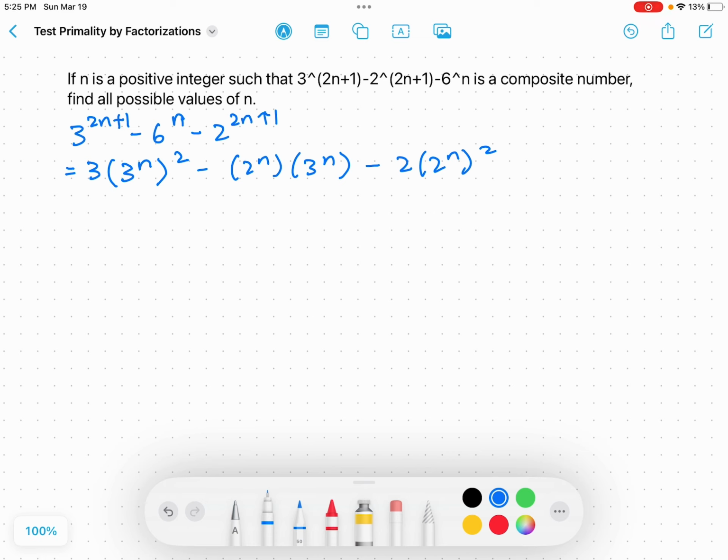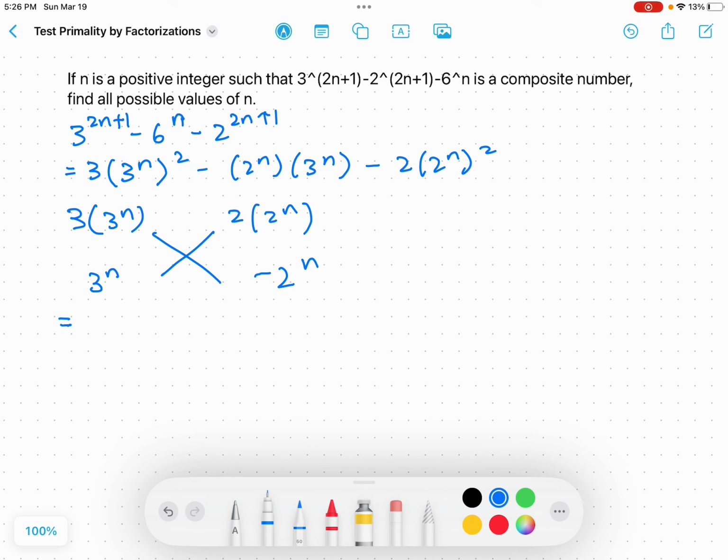On one side, we can have 3 times 3 to the power of n and 3 to the power of n. This is going to be the left side. 2 times 2 to the power of n squared can be split into 2 times 2 to the power of n and negative 2 to the power of n. We check that this works by the cross method. And after you cross multiply, you can get that it's going to equal negative 6 to the power of n. So now we can factorize.